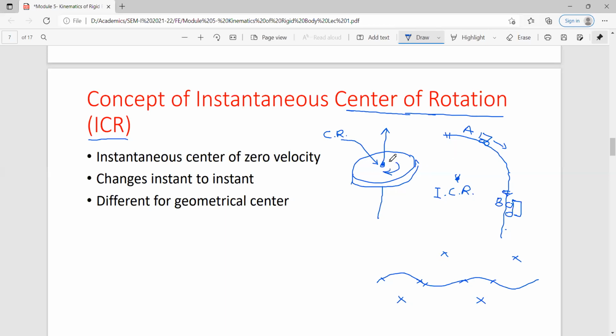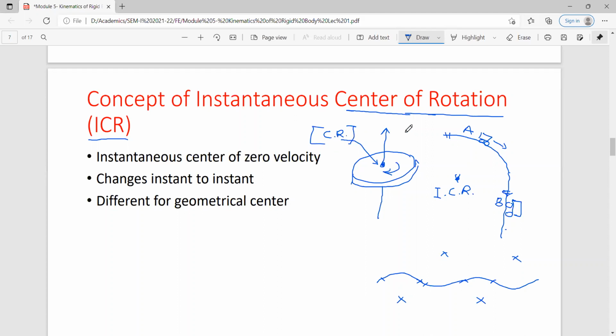But in the case of a disk, if suppose the disk keeps rotating about this point only, then I will call it the center of rotation. Or I will call it the instantaneous center of rotation for all the time. No problem. You got it? Yes or no? Yes, sir.